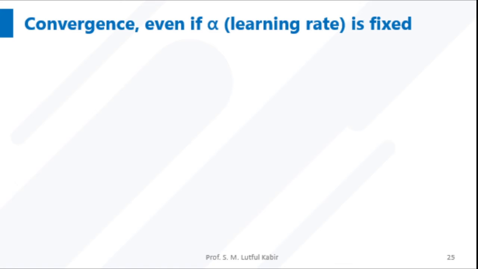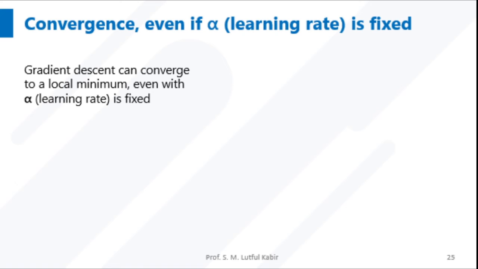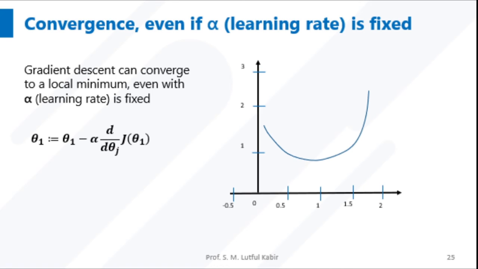But this slide will show you that even if alpha is fixed, it can converge. So gradient descent can converge to a local minimum even with a fixed alpha rate. You see the formula for updating theta 1, and this is the curve of J with respect to theta 1. Let us say we have initialized our program at that point, and you see the slope. It is a steep slope, so the value of the slope is very high. If I multiply that slope with alpha, then it will be a certain quantity.